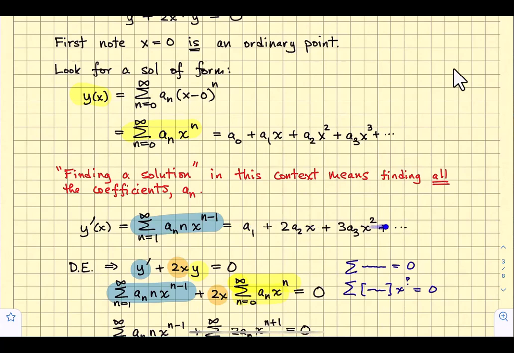So now we get this in its expanded form. Some people like to work in the expanded form, some people like to work in the sigma form. I'll mainly work in the sigma form, but we should be comfortable doing either one.